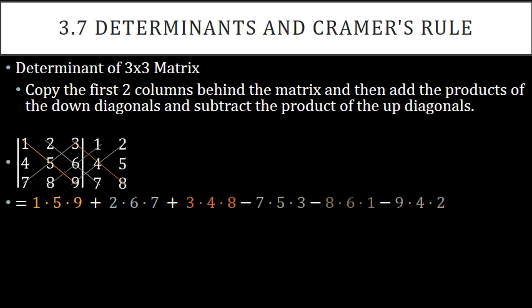Alright, then do the simplifying. 1 times 5 times 9 is 45. 2 times 6 times 7 is 84. It's 96. It's 105. It's 48. It's 72. And when you combine all those together, you get 0, which is a fine answer.